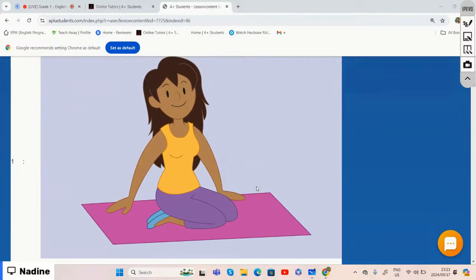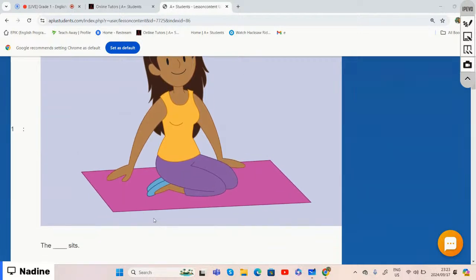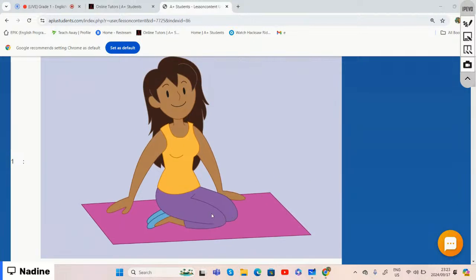If we look at this picture, it says, "The sits." Who sits? Who is sitting? If you look at the picture, who sits? In that picture, you can only see two things. You can see a mat and you can see a lady or a girl. So now the question is, who sits?